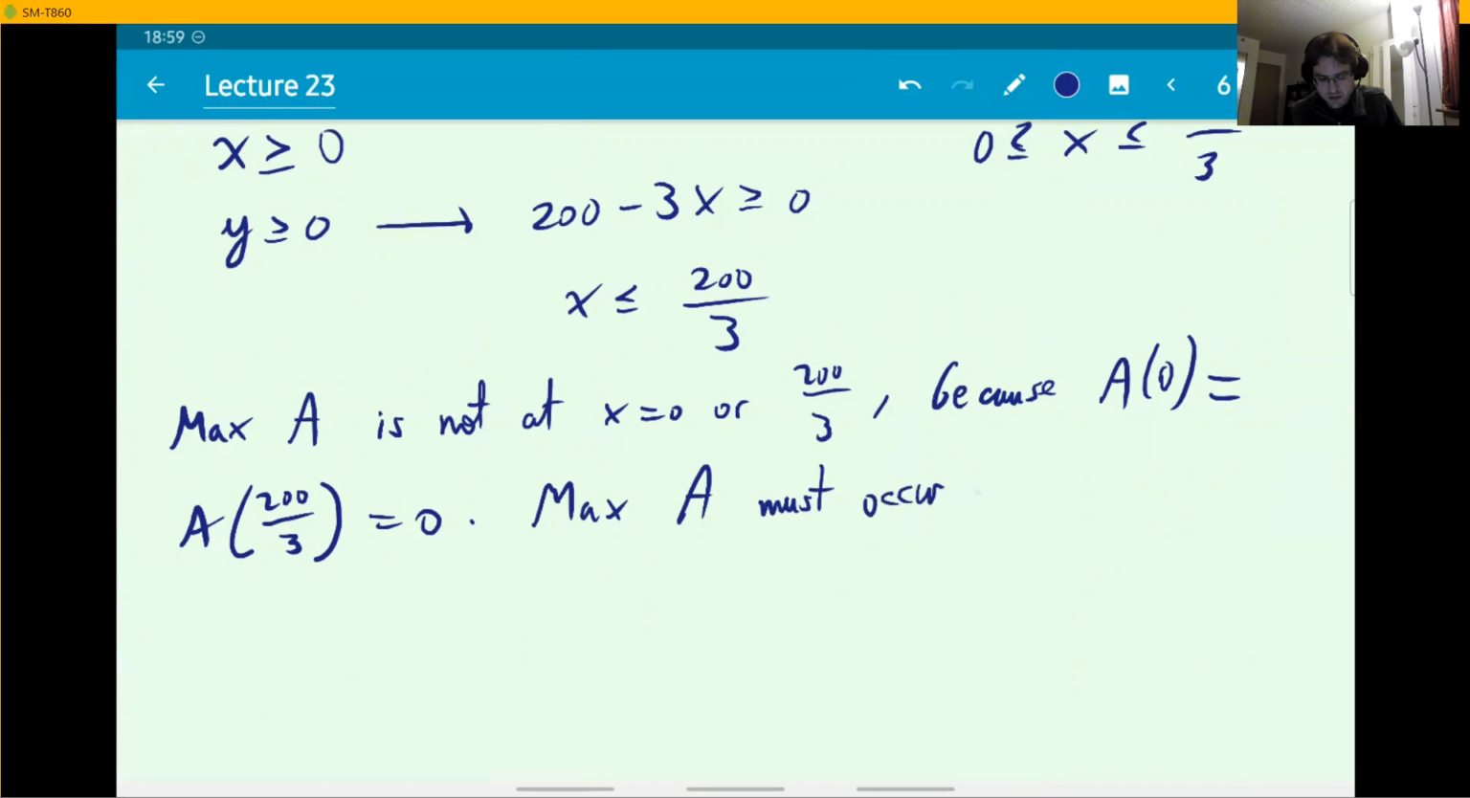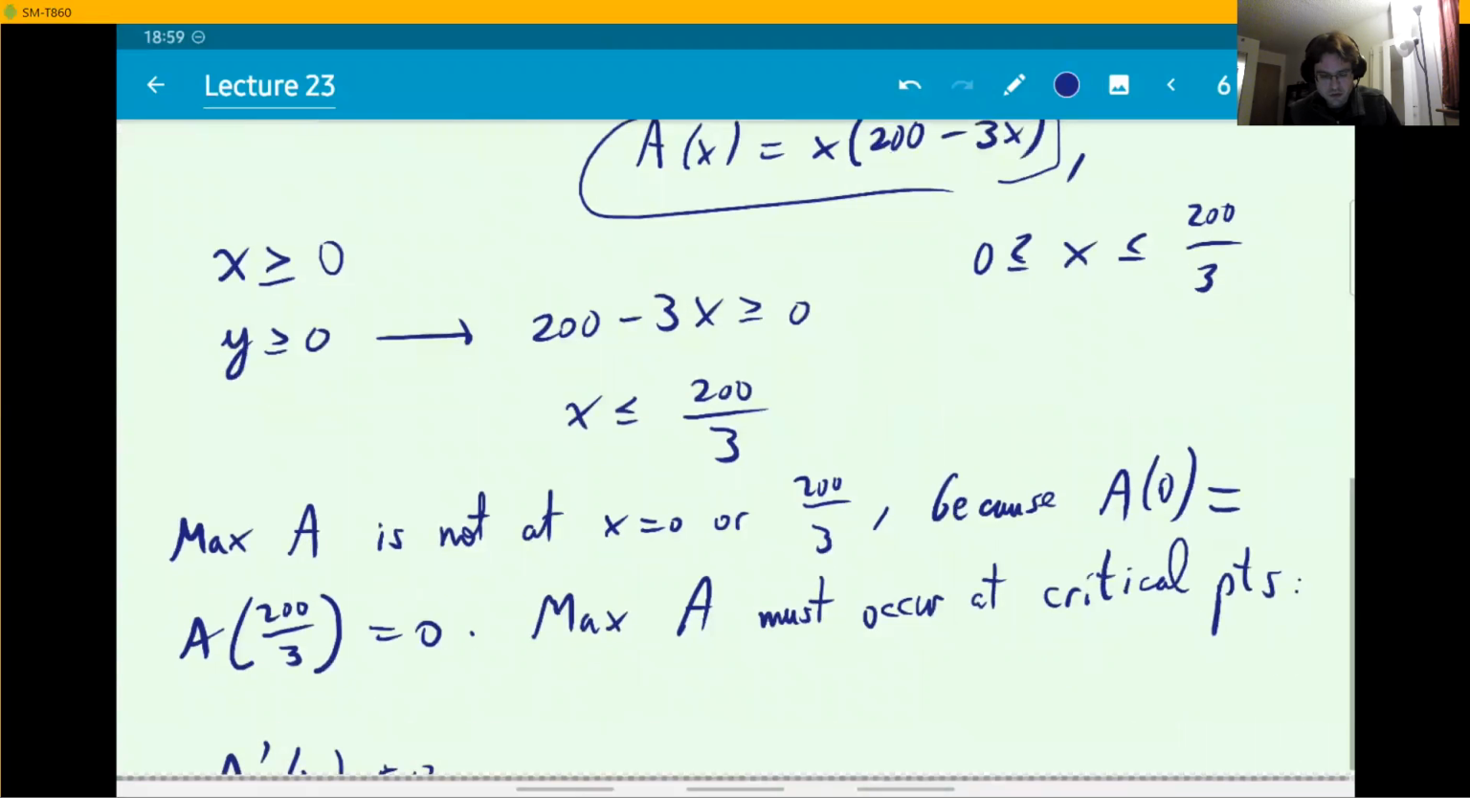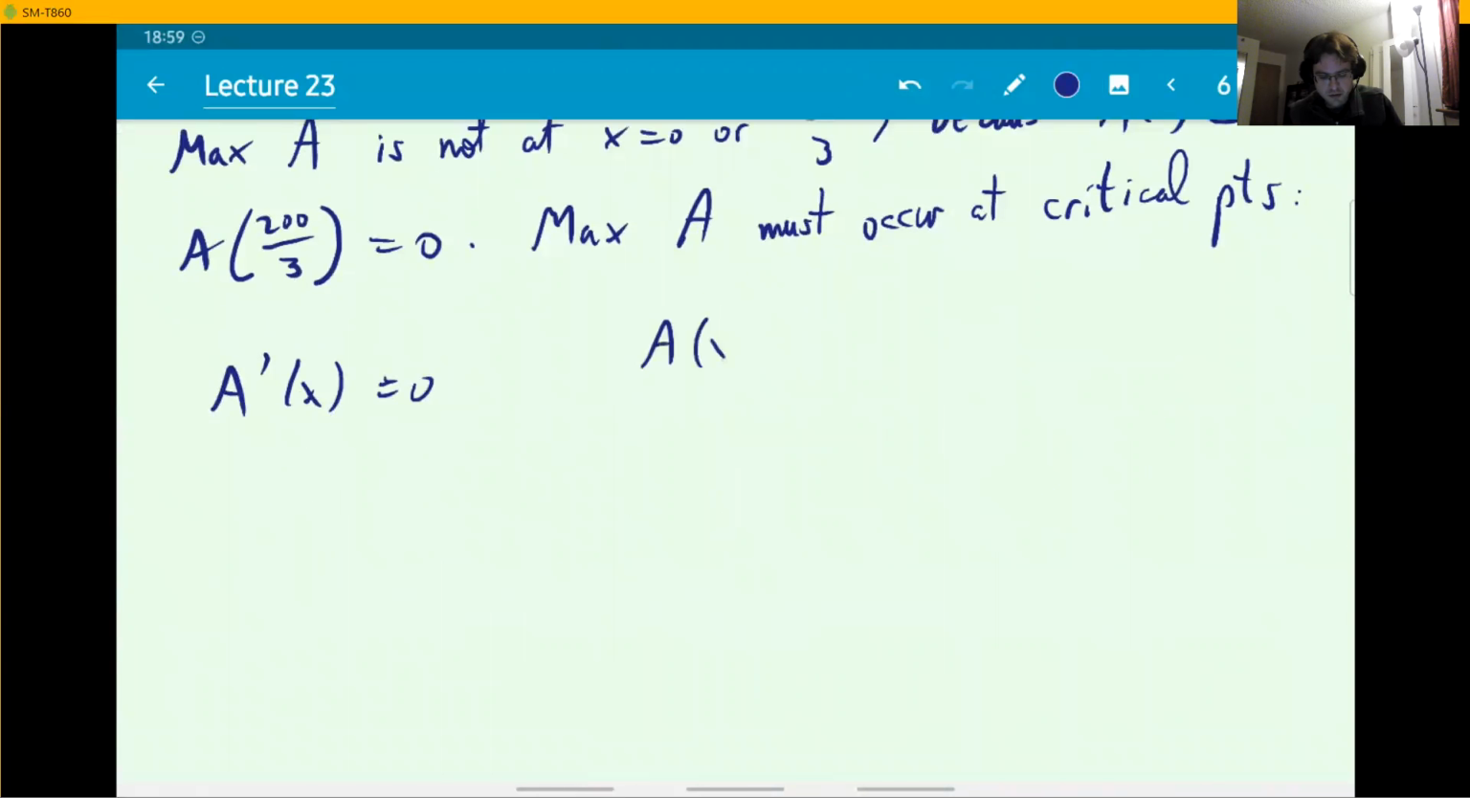Occur at critical points. A prime equals 0. A prime of x equals 0. So we need to find A prime. Here's A. What is A prime? x times (200 minus 3x).